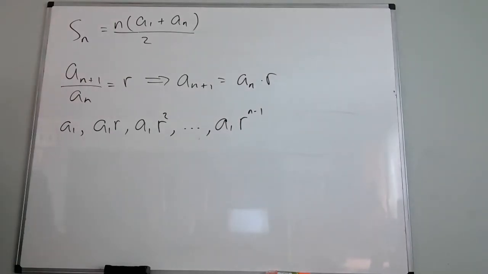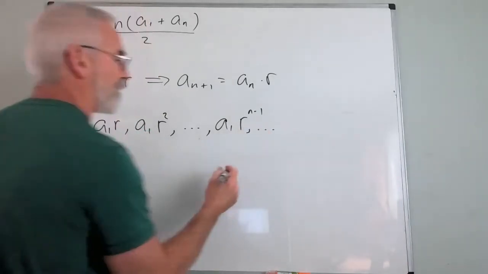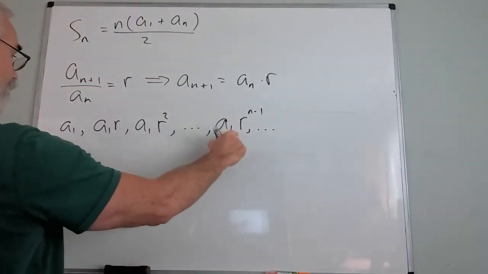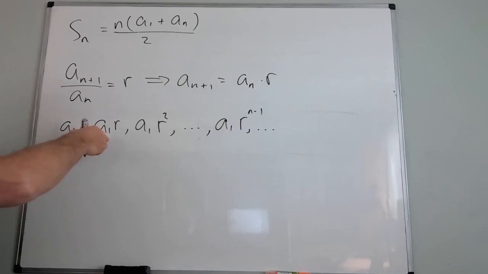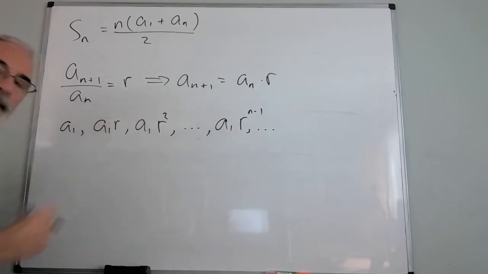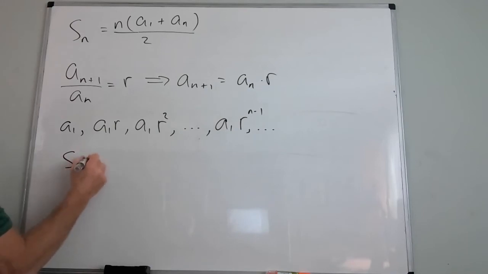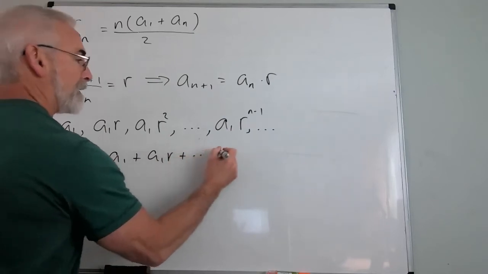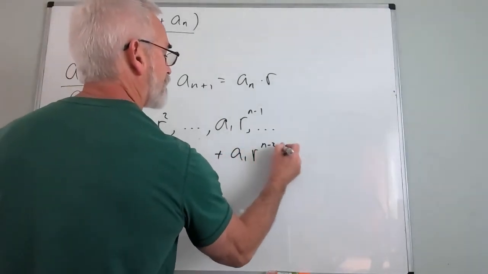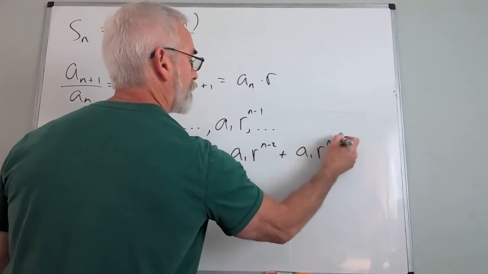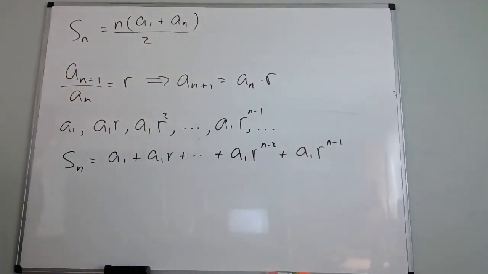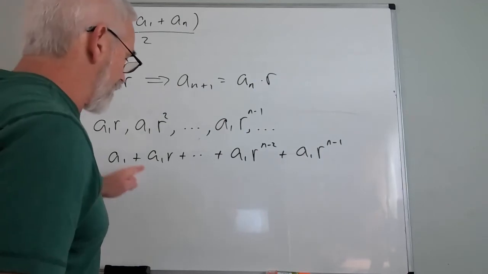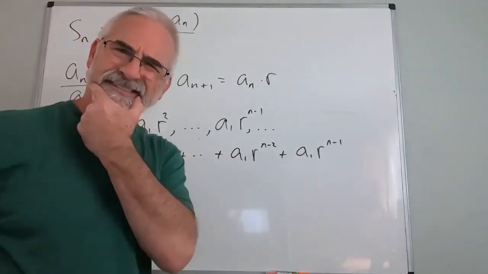Now the sequence goes forever, but if I want to add up to the nth term, I don't start the R until the second term. The third term has an R squared, the fourth term has an R cubed. If I wanted the sum of the first n terms, I'll write it like this: A1, A1R, A1R squared, up to A1 R to the n minus 1. I want to add these up. Unlike the arithmetic, I can't just take the first and the last and manipulate those, because these are not a constant sum, it's a constant product.